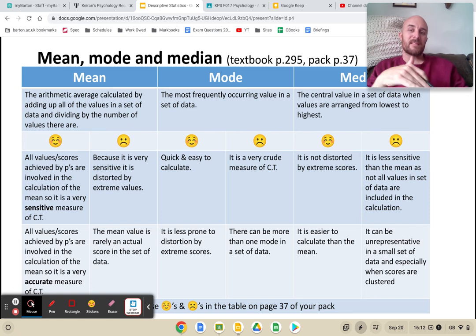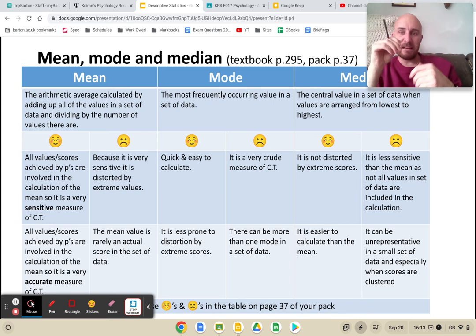What you may not know are necessarily the strengths and weaknesses. Now, I'm not going to go through all of these because that's too faffy. It may not be page 37 in your pack. It may be something else, right? But I need to update these slides in particular. But one thing I do want you to think about, two things I want you to think about. How sensitive is the data and how representative is the data? So for the mean, median, mode, those are two central questions I want you to ask. And also, is it quick and easy to calculate? But mainly, it's the sensitivity and the representativeness.